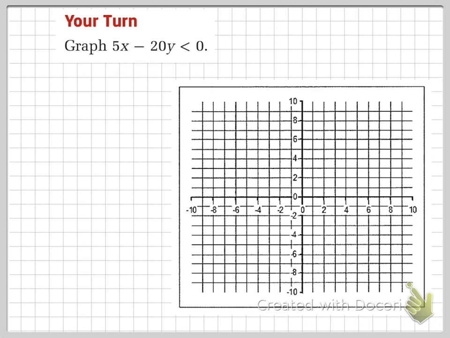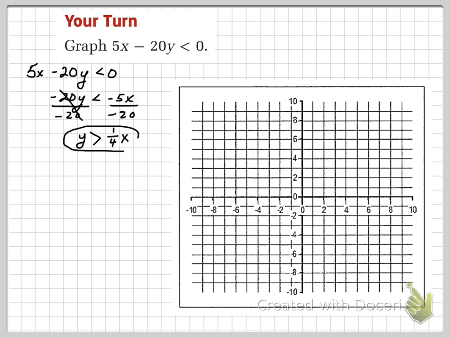All right, let's continue. We've got 5x minus 20y. That means if I subtracted 5x from both sides and divided both sides by negative 20, I'm going to get y on the left side, and I'm going to get 1 over 4x on the right side. But I've divided both sides by negative 20, so we have to change the direction of our sign. Now it's going to say y is greater than 1/4 x. Well, that's what we want to graph.